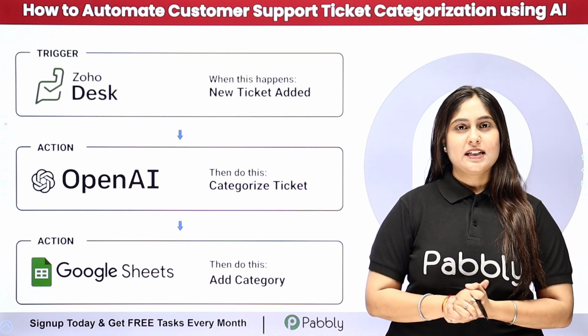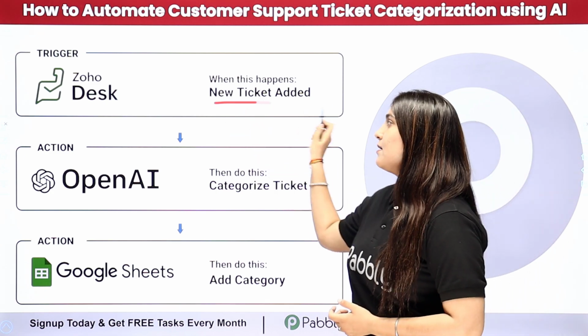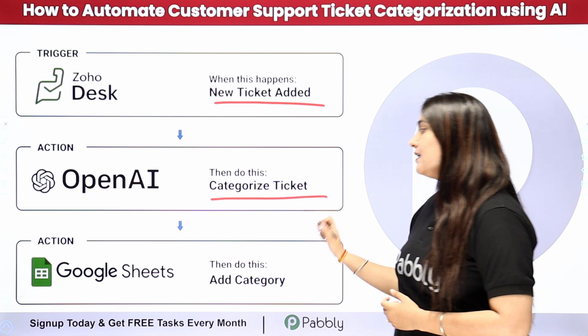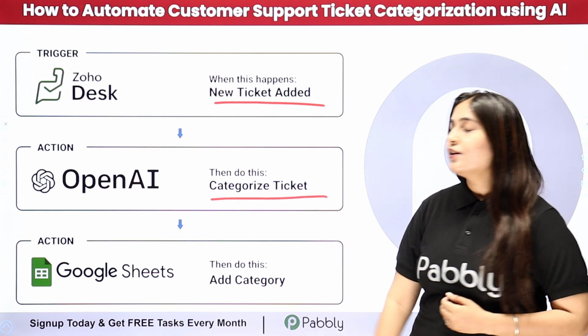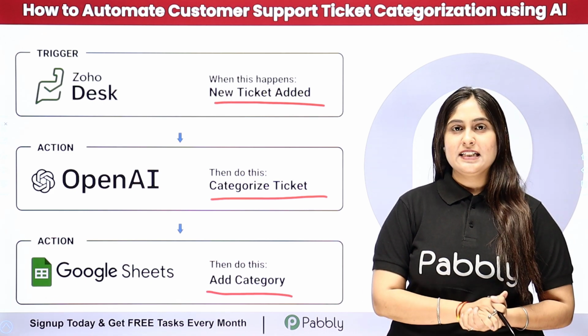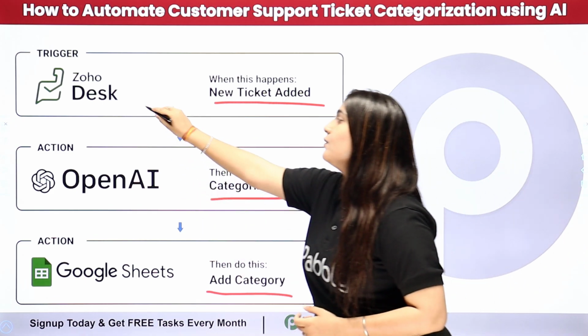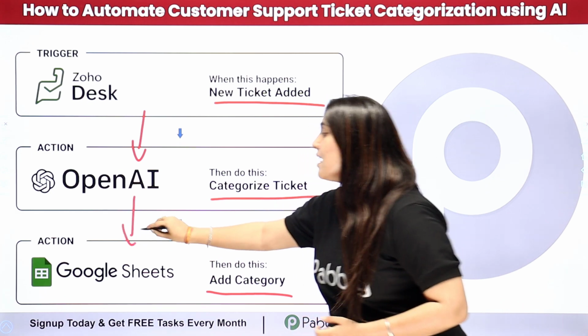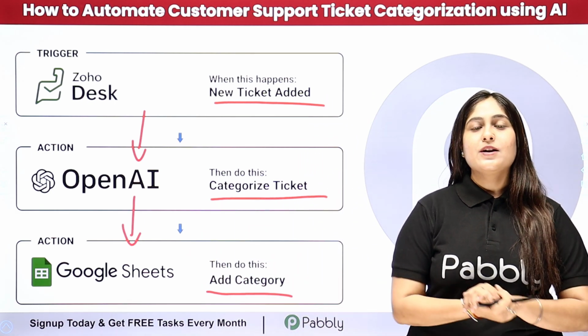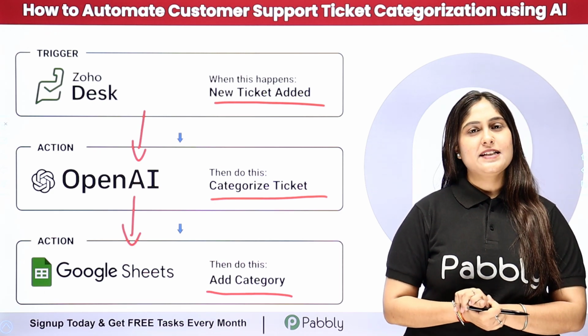So now here my objective is that when I receive a new ticket in my Zoho Desk account, then automatically OpenAI should categorize that ticket, and after that automatically the category should be added in my Google Sheets as a new row. So to automate the entire process, I need to connect my Zoho Desk with OpenAI and Google Sheets using an automation software named Pabbly Connect. To see the process step by step, let me take you to my screen.